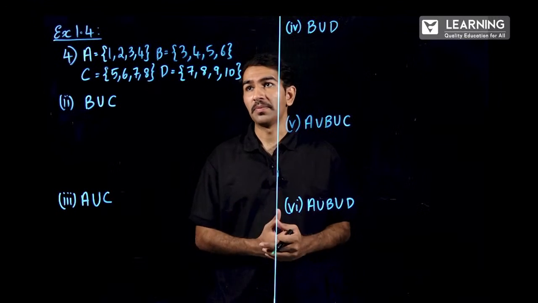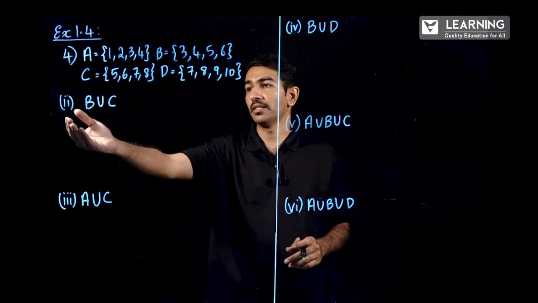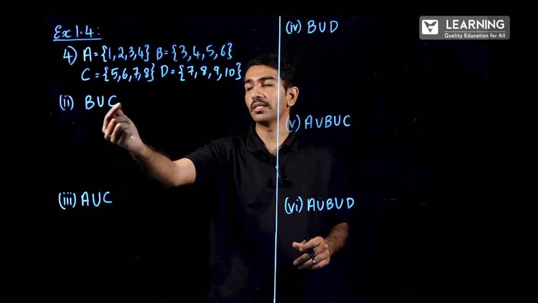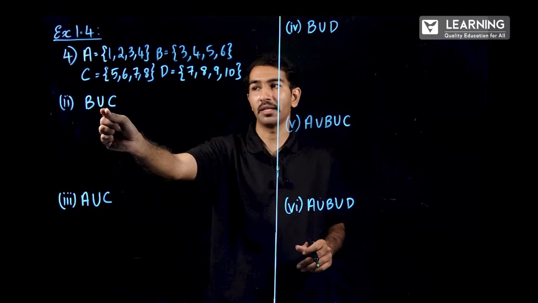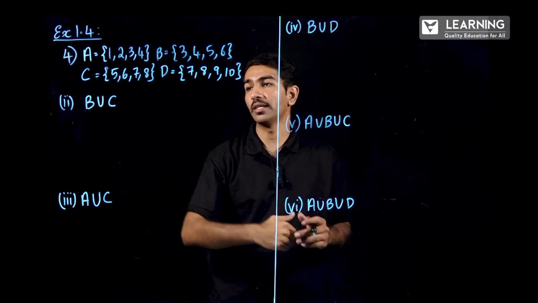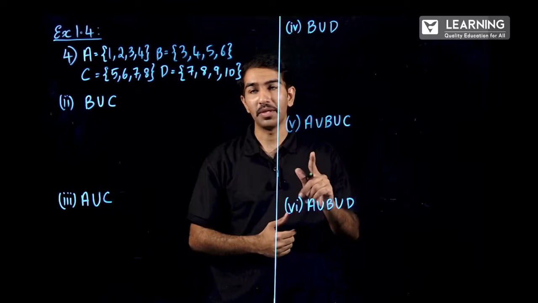Going on to the next problem, students. Next sub question, fourth main question, second sub question, B union C. Again we have to find out what B union C is. What is the meaning of union here? We have to write the repeating elements only once.